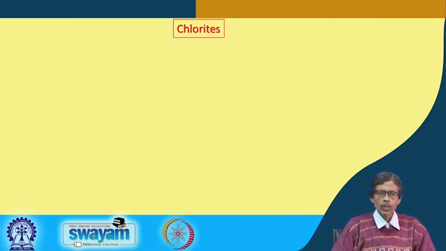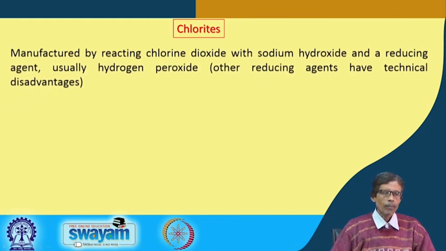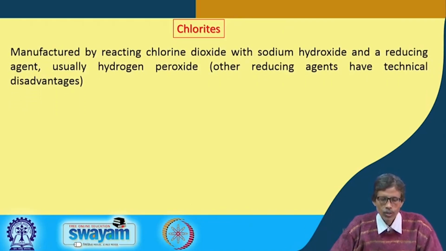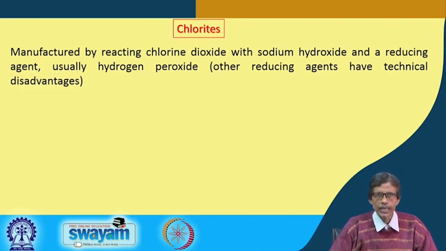Then we move to the chlorites. Chlorites, having more oxygen centers attached to the chlorine, are manufactured basically by reacting chlorine oxide, that means ClO2, with sodium hydroxide and a reducing agent, usually hydrogen peroxide. Other reducing agents can have other disadvantages, so we prefer not to use them.